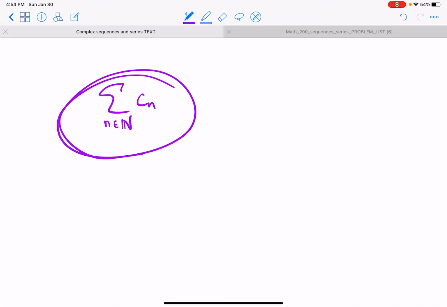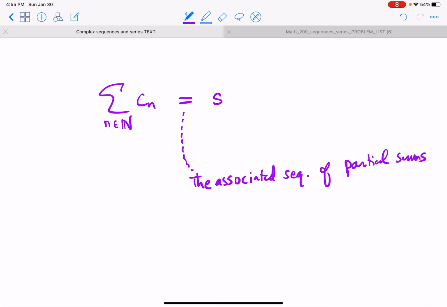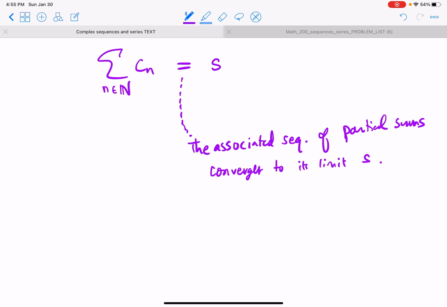But anyway, when somebody writes this down and they say this equals s, what this means is that the associated sequence of partial sums converges to its limit. Well, to say it converges means that there is a limit s. Okay? That's what this means. And so we could unpack that. What is the sequence of partial sums?